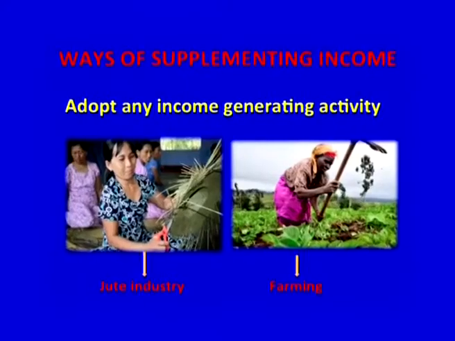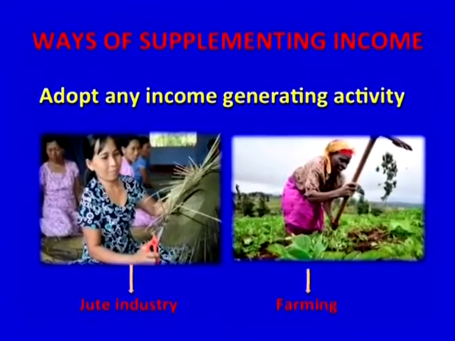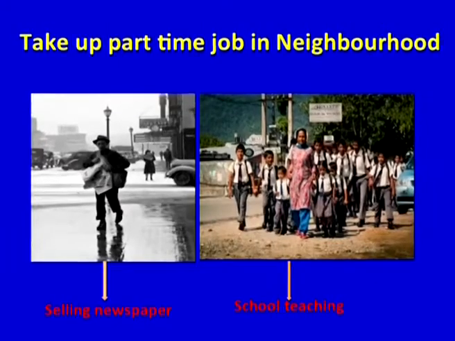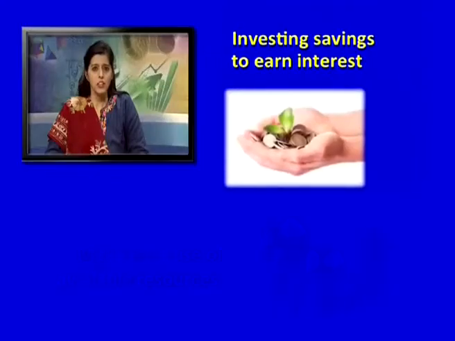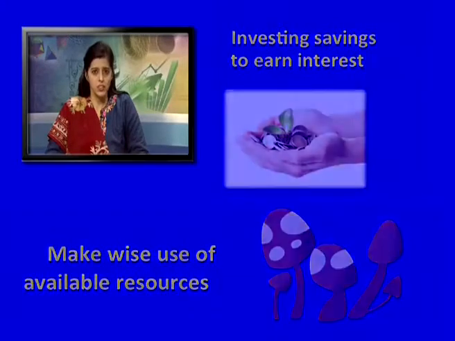Different ways of supplementing income. One can adopt any income generating activity, like working in a jute industry or through farming, or take a part-time job in the neighborhood like selling newspaper or teaching in a school. Investing savings to earn interest. Make wise use of available resources.